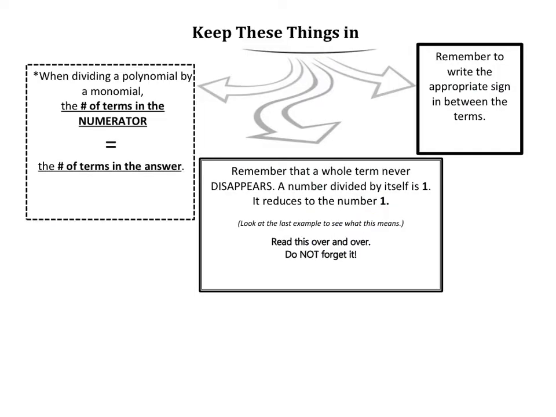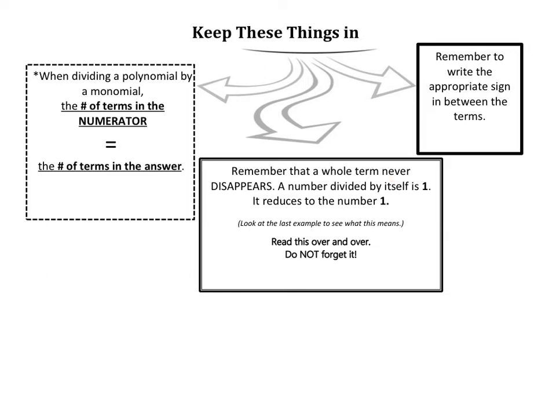Now, moving on to the next side of the paper, I want you to keep these things in mind. So this is a really helpful piece of information. When dividing a polynomial by a monomial, the number of terms in the numerator will equal the number of terms in the answer. So the 3 examples we just did was a trinomial divided by a monomial. Once you're done dividing, your answer should stay a trinomial. If you're just doing 2 terms, a binomial divided by a monomial, your answer will have 2 terms, okay?